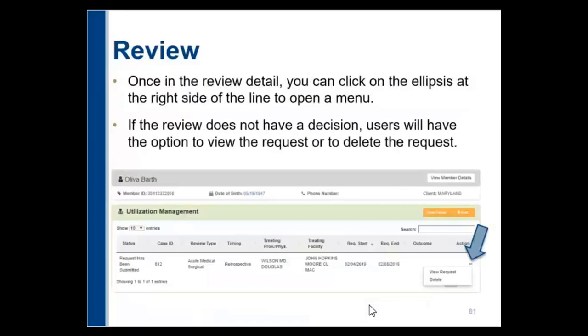So we are going to assume that we searched for our member, and we're looking at the utilization management panel for this person. You can see here that our request has been submitted. Over here on the right-hand side, under our action column, are three little blue dots that we call an ellipsis. If you click on those dots, it will open a drop-down menu where you can click View Request, and then you can review all of the information that was submitted for that review.